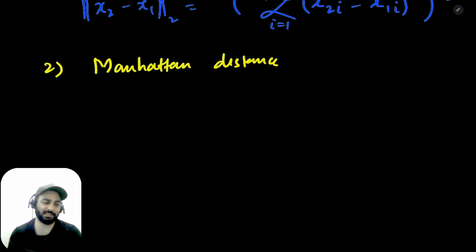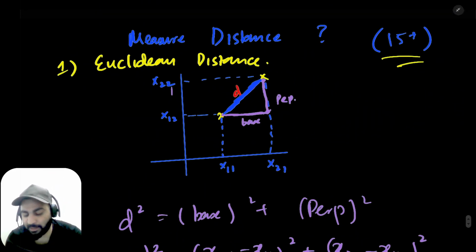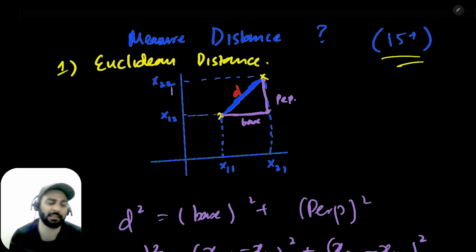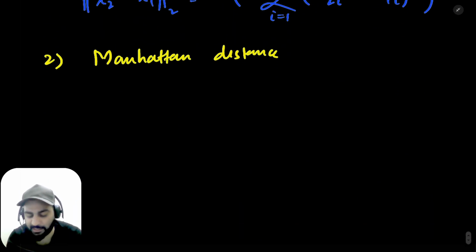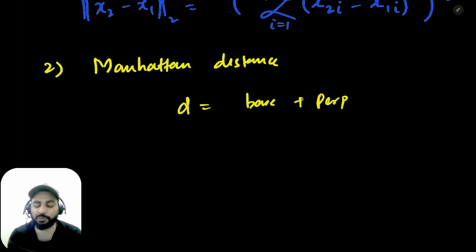So what is Manhattan distance? You saw the same picture we had over here. Manhattan distance says do not use the Pythagoras theorem, directly add this and this. Add these things together directly, and then you will get this. So distance is equal to base plus perpendicular, the absolute value of base plus the absolute value of perpendicular.